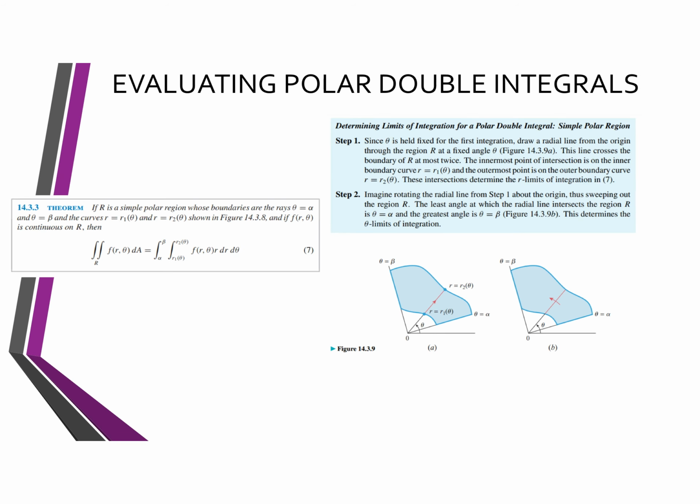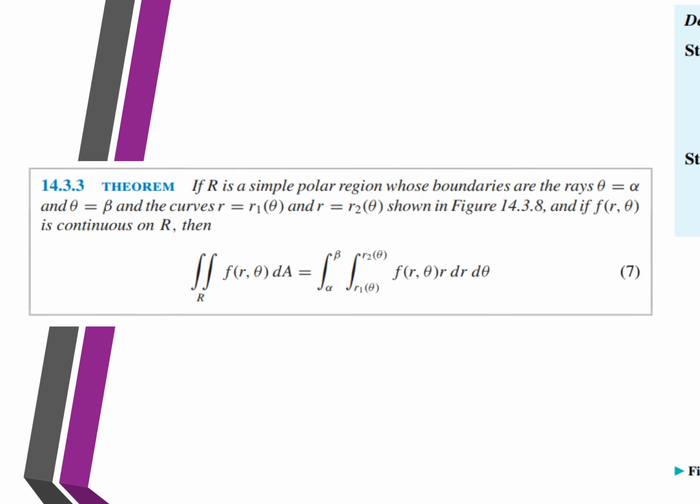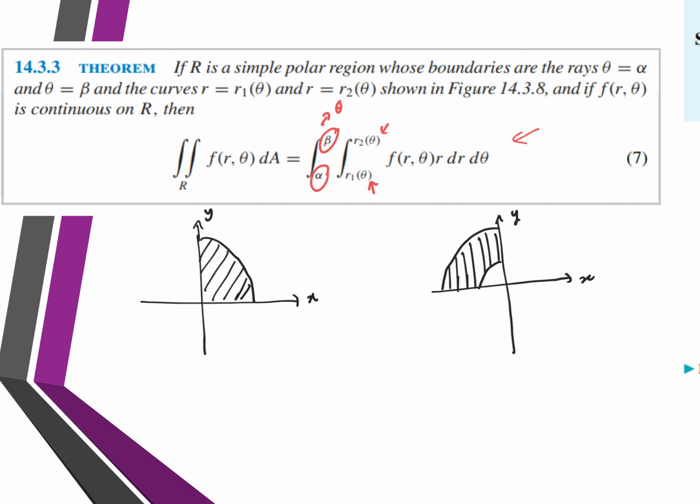Okay, now let's evaluate polar double integrals. So this one is quite similar to rectangular coordinates. We have this equation. So this one, B and A is our theta. This one is our radius in terms of theta, where we convert our x and y into cos theta and also sin theta. Okay, now let's evaluate this region.